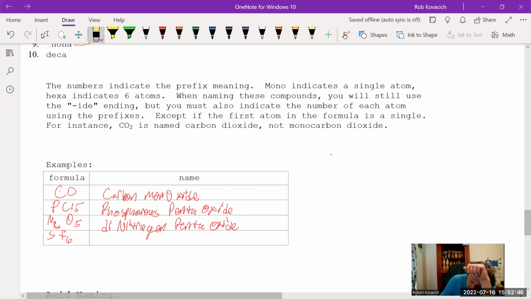You know what? I'm sorry. I made a mistake here. I was looking at the next one. Pentafluoride. That's the problem with having a straight online class. I don't have any students there pointing out my mistakes.